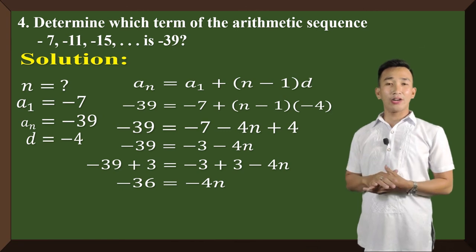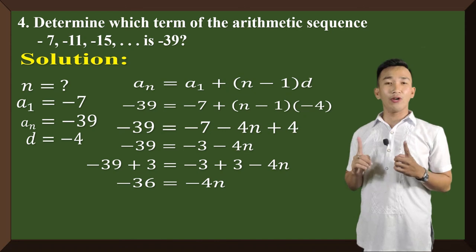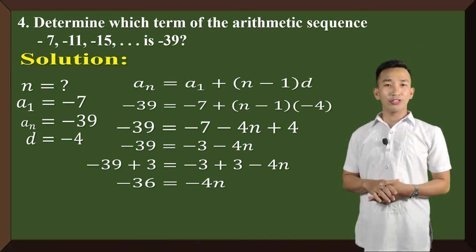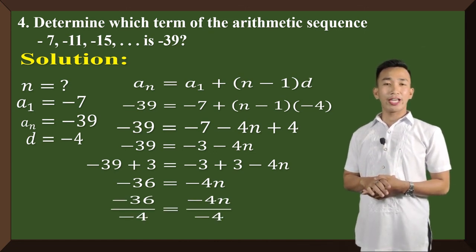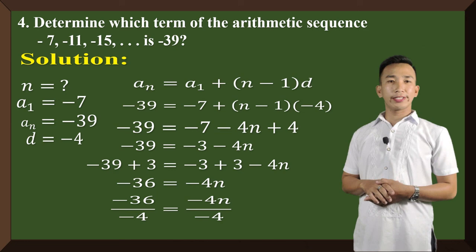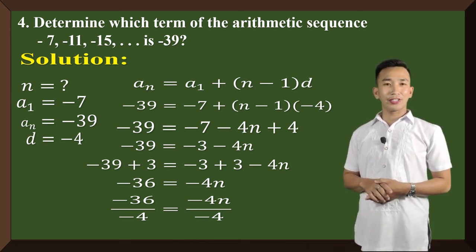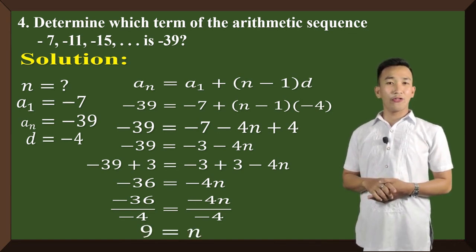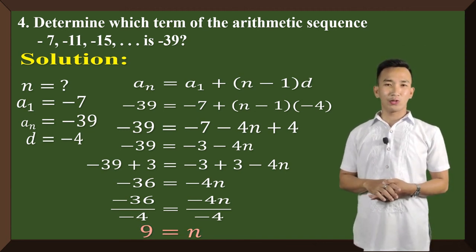Next, eliminate the coefficient of negative 4n by applying division property of equality. Divide both sides of the equation by negative 4. Negative 36 divided by negative 4 equals negative 4n divided by negative 4. Negative 36 divided by negative 4 is 9, and negative 4n divided by negative 4 is n. Therefore, negative 39 is the 9th term.